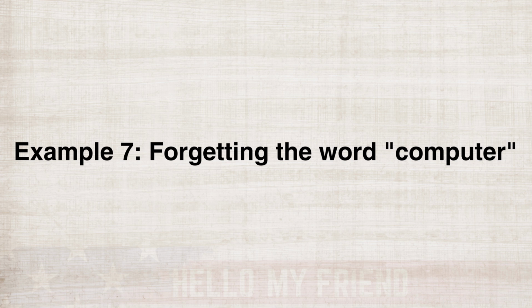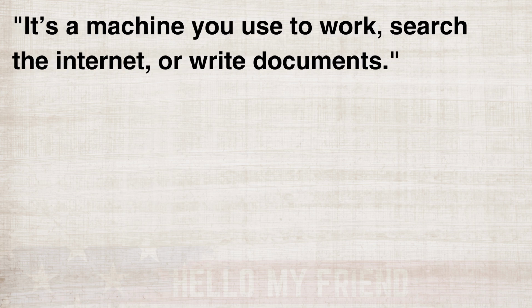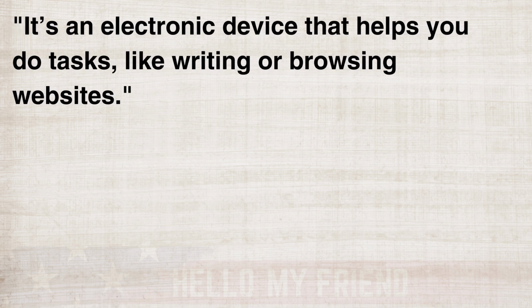Example 7. Forgetting the word computer. If the word computer slips your mind, try describing it like this. It's a machine you use to work, search the internet, or write documents. Or, it's an electronic device that helps you do tasks, like writing or browsing websites.